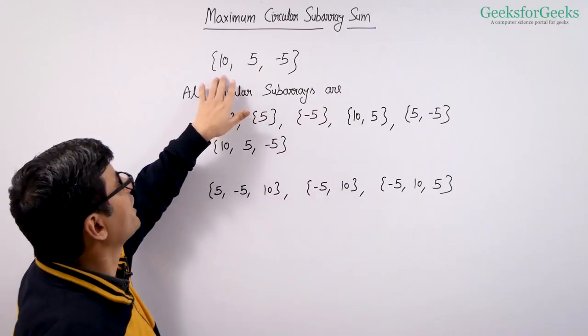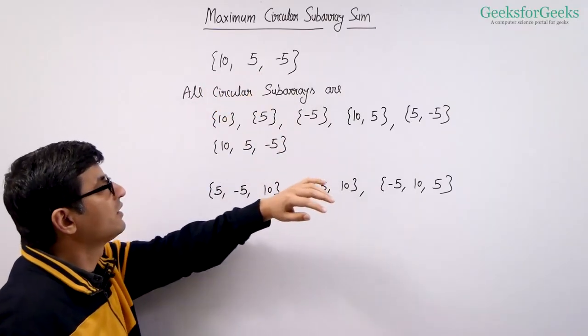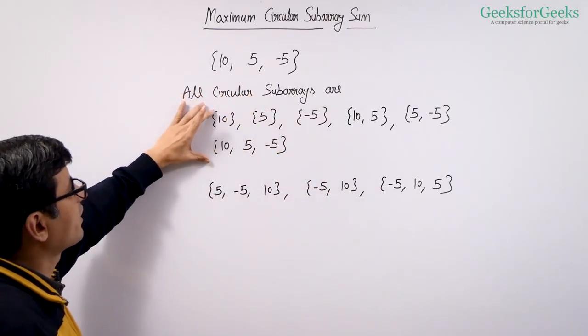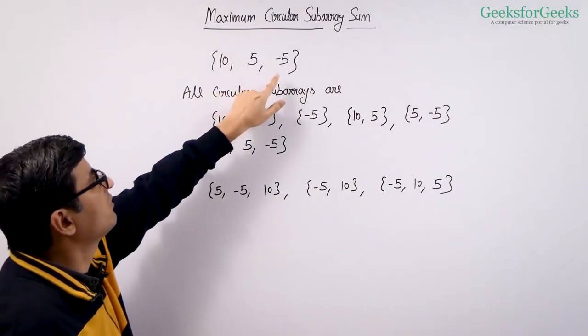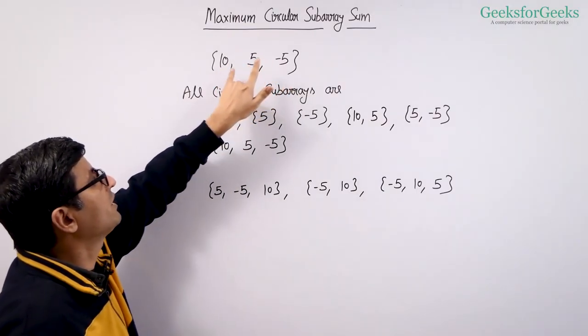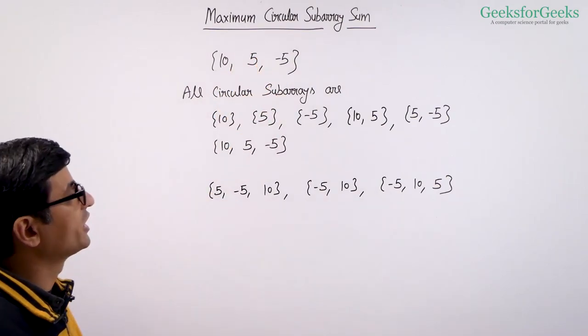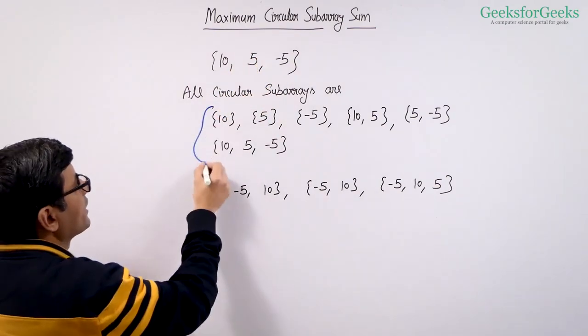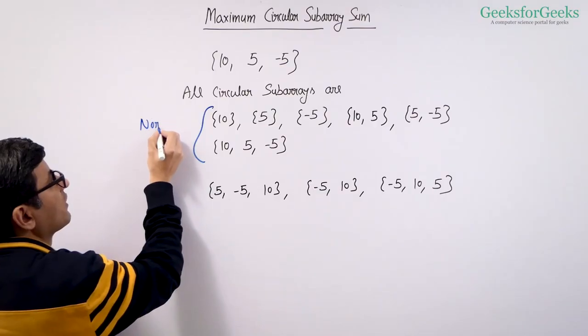Let's say we have this array: 10, 5, minus 5. The normal subarrays of this array are 10, 5, minus 5, then 10, 5, then 5, minus 5, then 10, 5, minus 5, all three elements. So these are normal subarrays that we have been seeing so far.